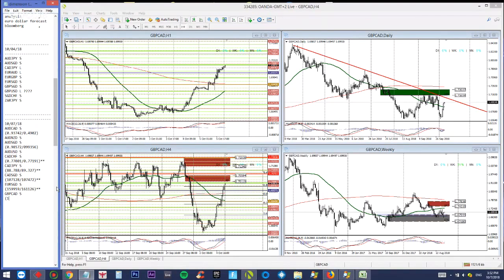That's going to be 170703 for short, 72038 for stop loss. This one is a good setup.